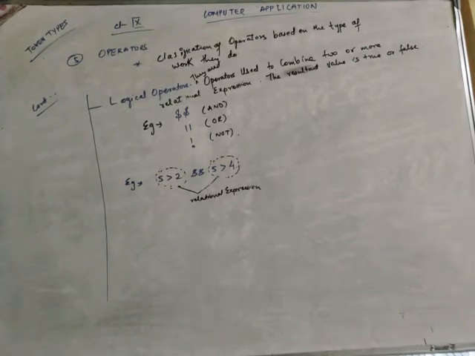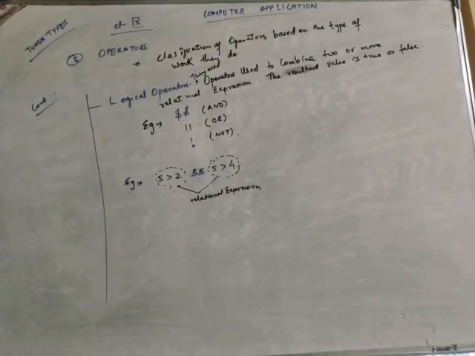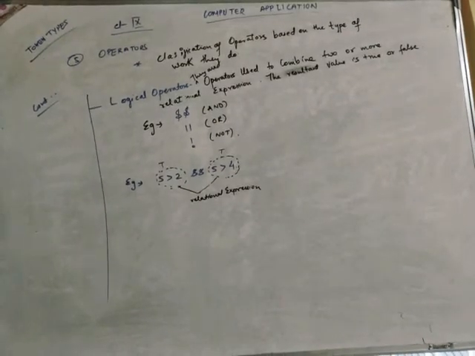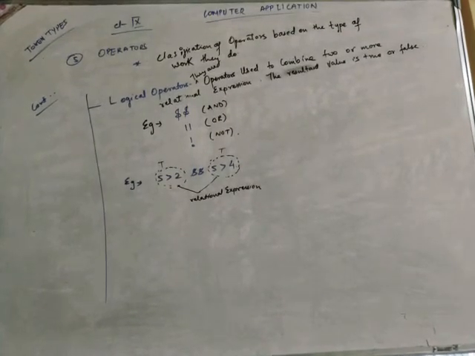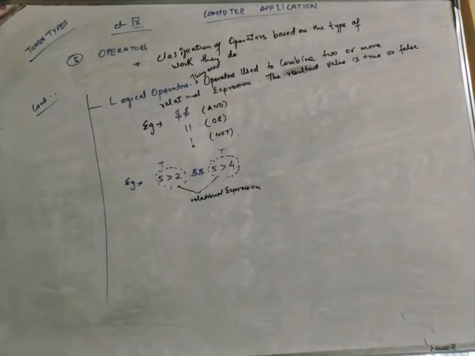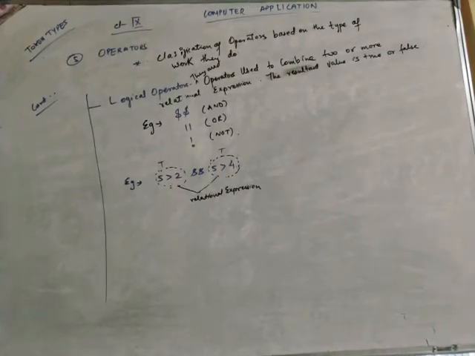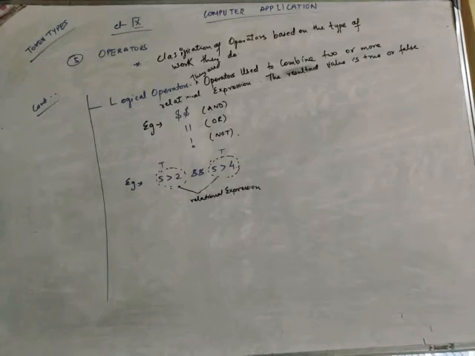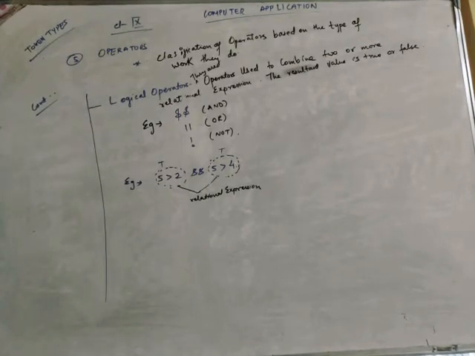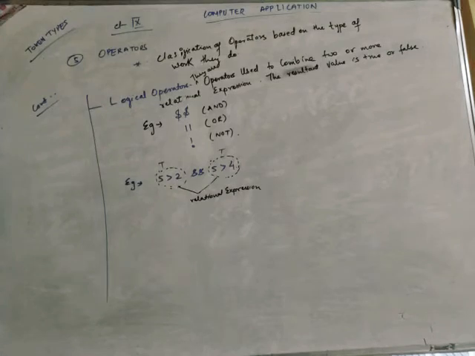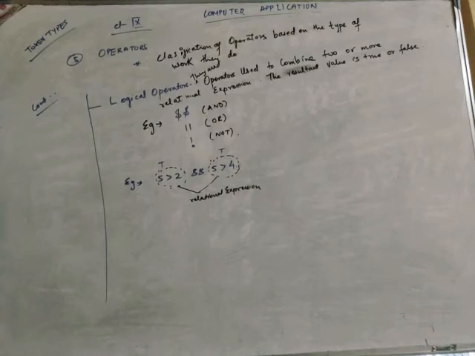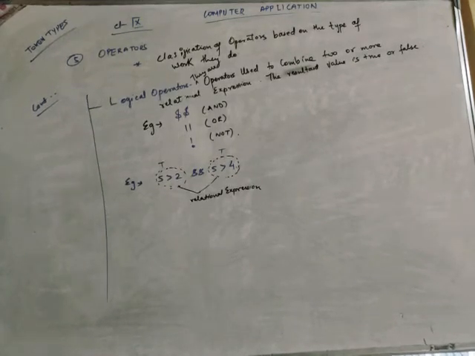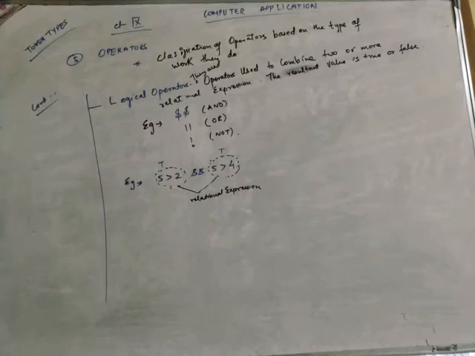So now what you have to do? Now 5 is greater than 2, yes or no? Yes, it is true. 5 is also greater than 4, yes, it is true. So in both the places we got true, and in between we have the AND operator. AND means what? In the AND operator, how it works is, if all the relational expressions' values are coming as true, the resultant will be true. If any one relational expression value comes false, then the resultant value will be false. So here both of them are true, so with the AND operator, the resultant answer will also be true.